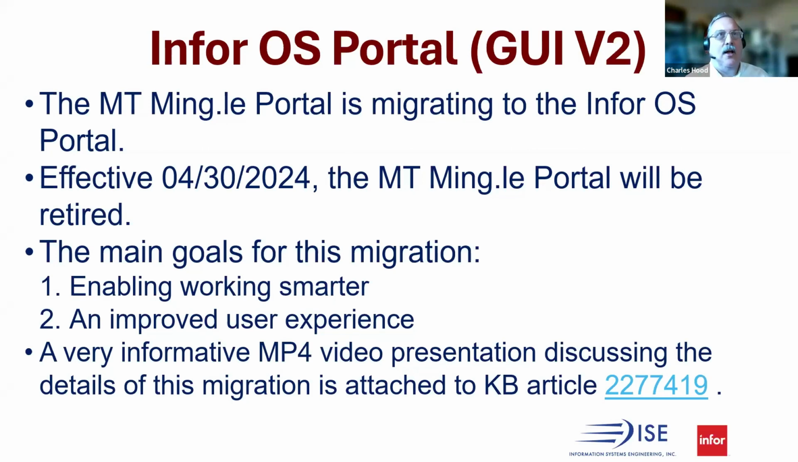I did watch some additional information. If you're using the Mingle APIs, you actually have till October of this year to stop using those APIs. But as far as the interface, the new Infor OS portal becomes the official interface at the end of April of this year. What were the main goals for this migration? Enabling working smarter. So the workspaces are even better than the home pages, and you do have an improved user experience with the navigation pane and the multi-tabs and whatnot.